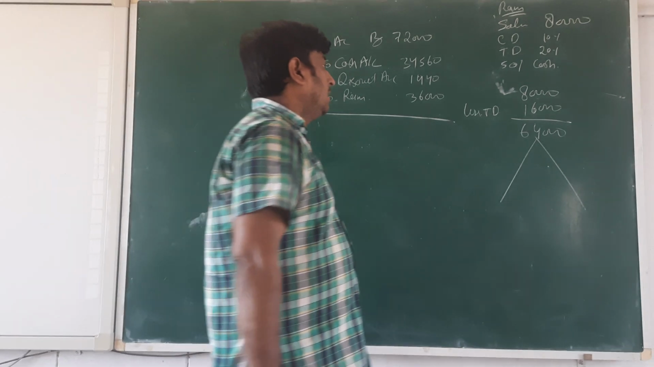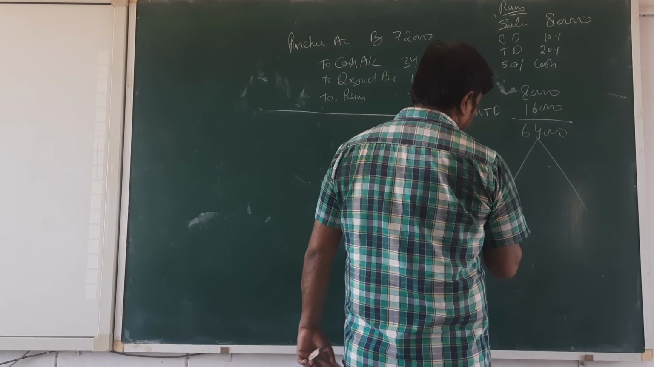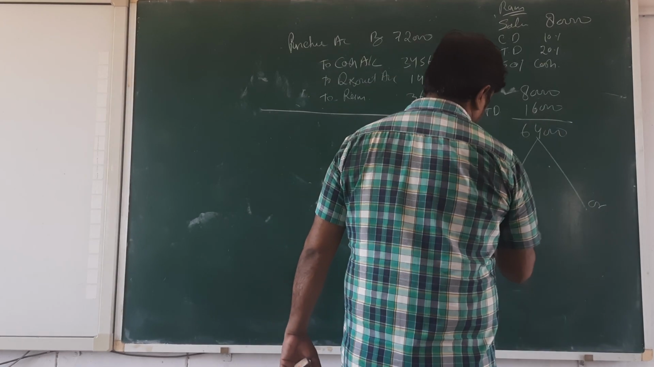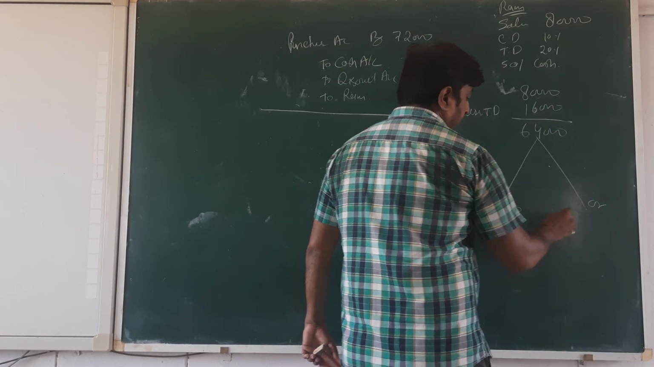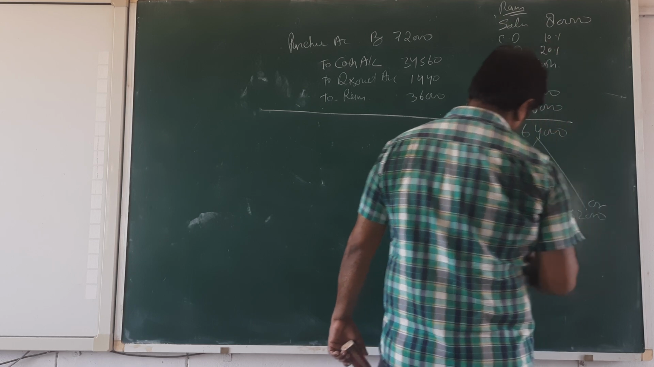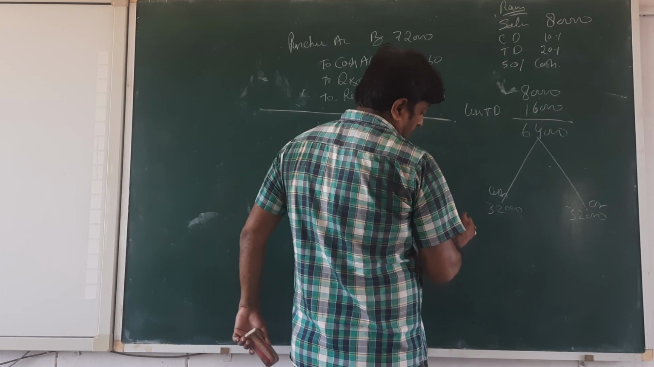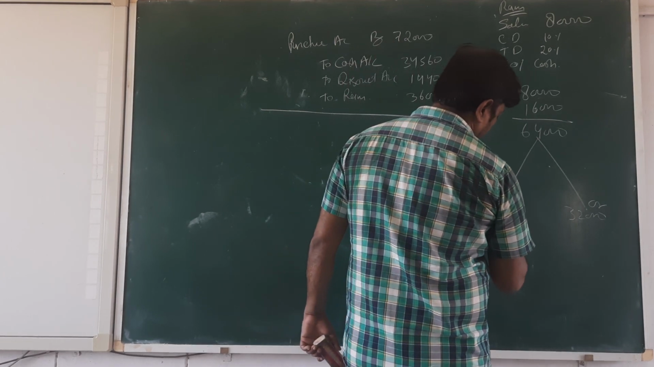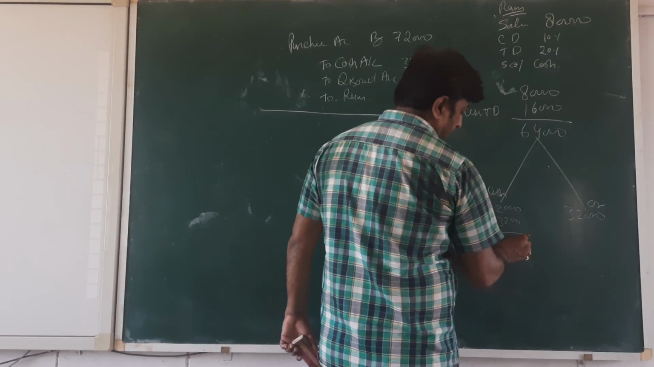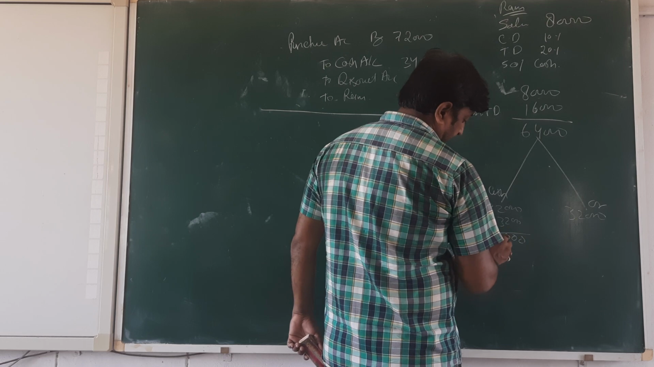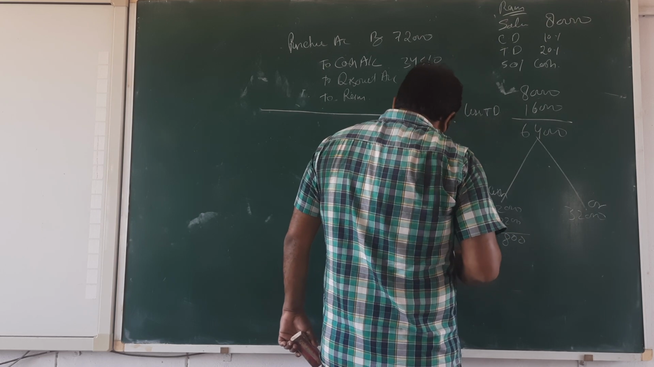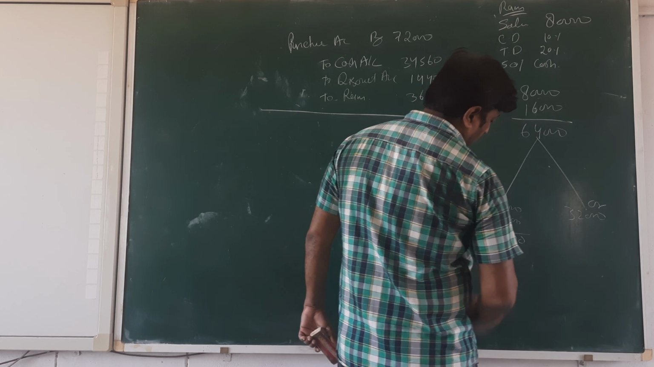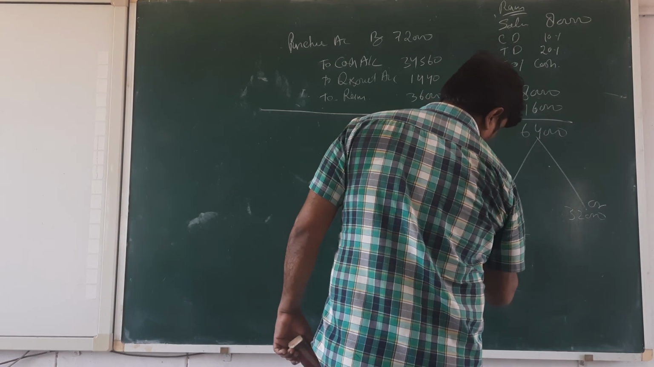Okay beta. Here we are taking 50%, then cash and credit 50% of this, 32,000, then less cash discount 10%, 3,200, 28,800. Okay, beta.